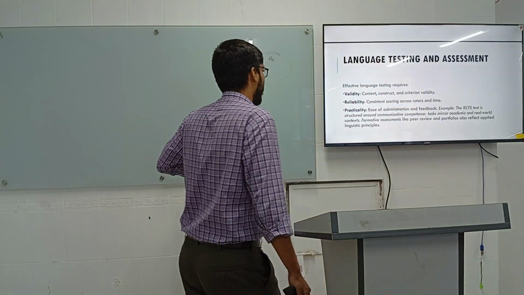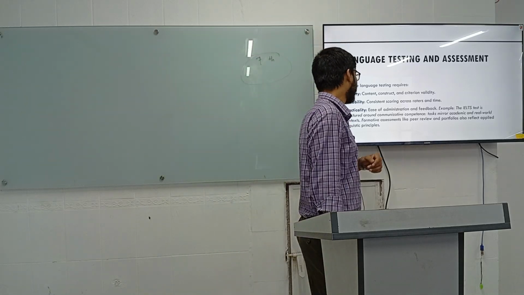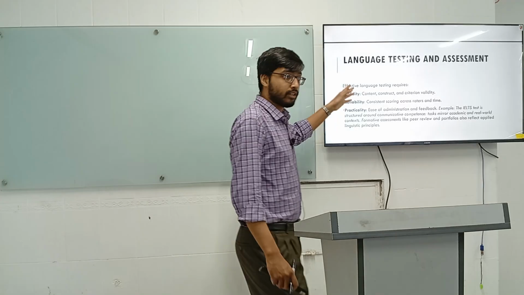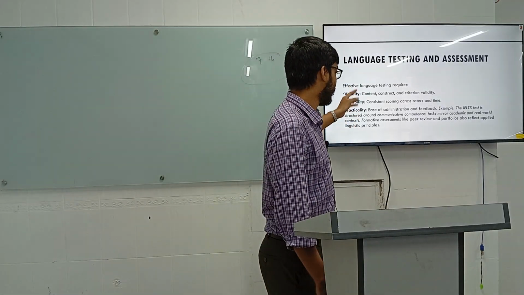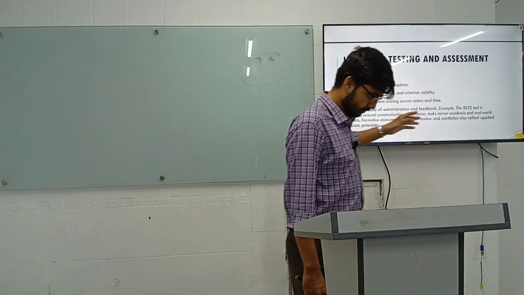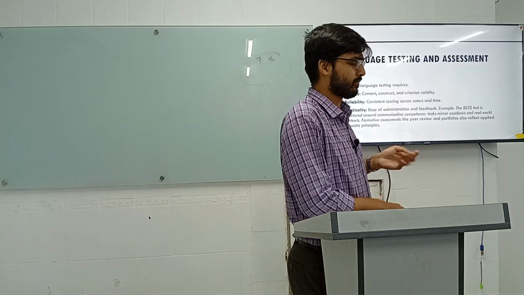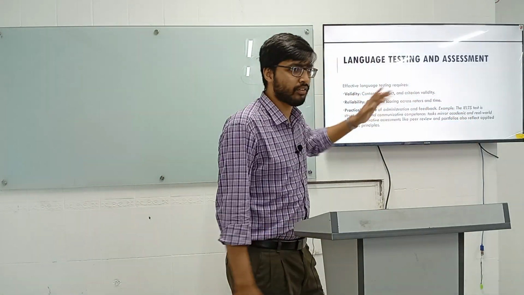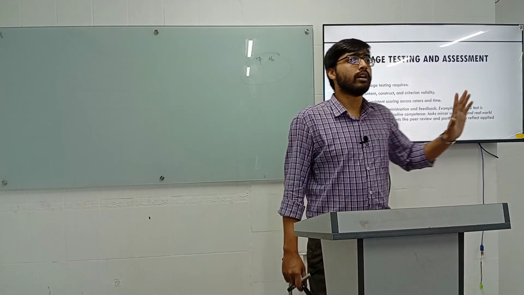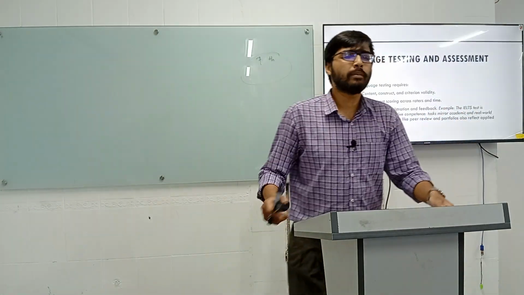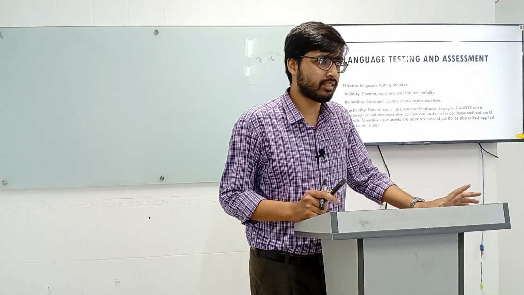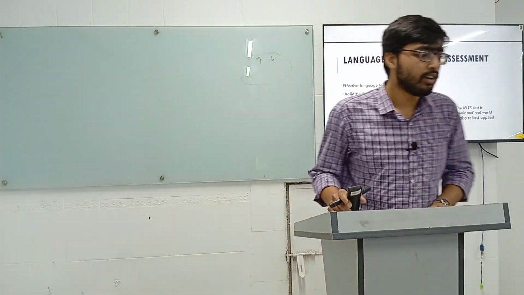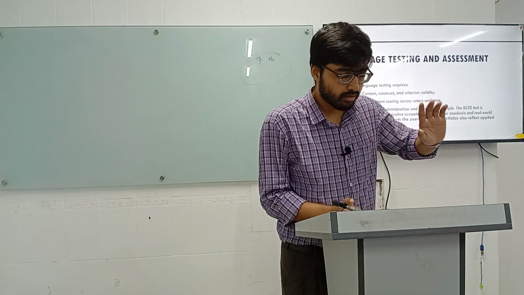Effective language testing requires, number one, validity: content, construct, and criterion validity. Well, there are so many things: validity, reliability, practicality, washback, then many other things. But these three things are very important. Everyone, please listen to me very carefully. Maybe there are 7 or 8 things, but I just took the first 3 here.